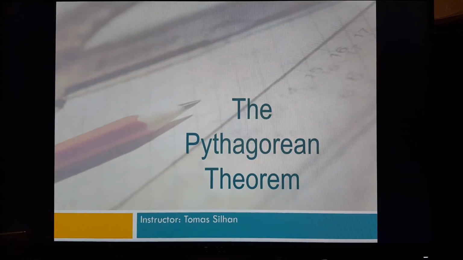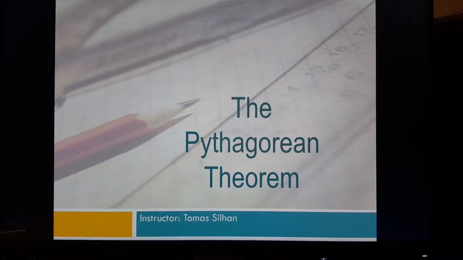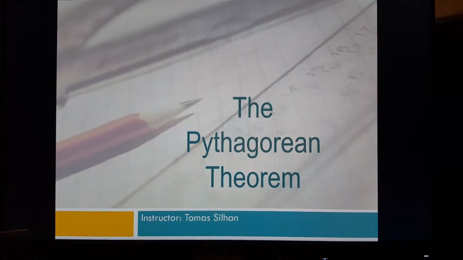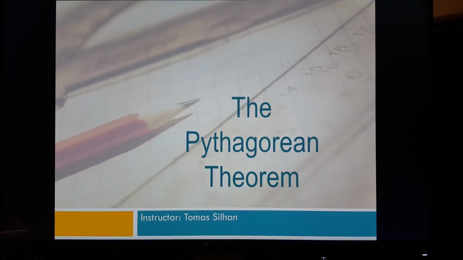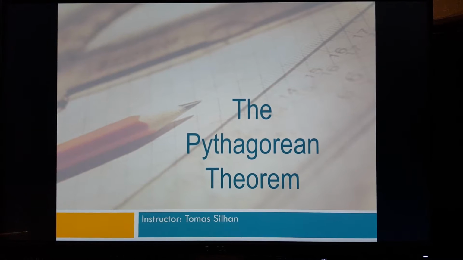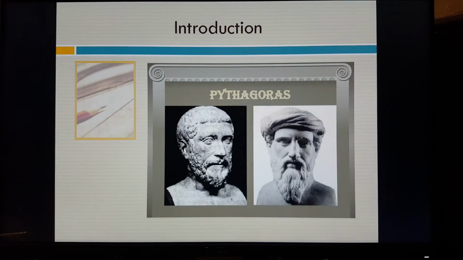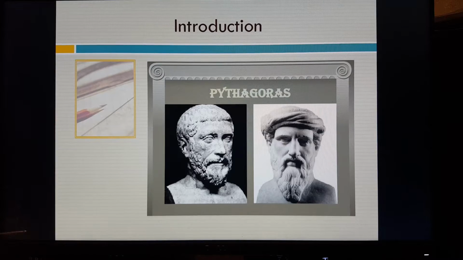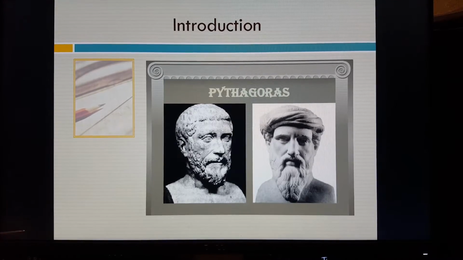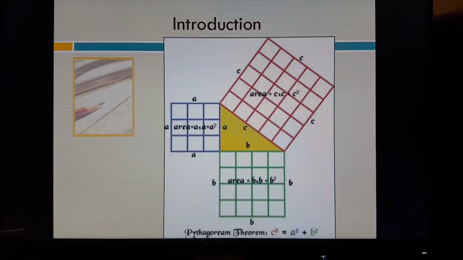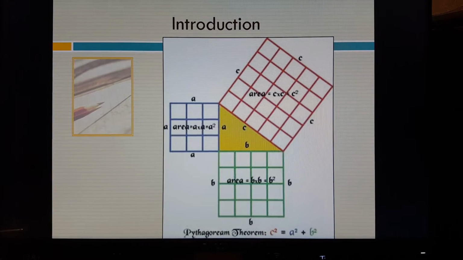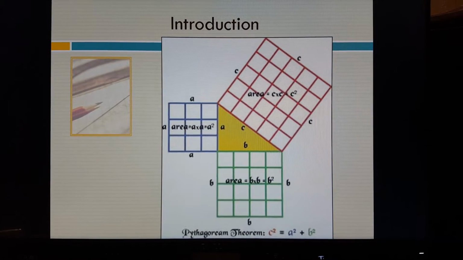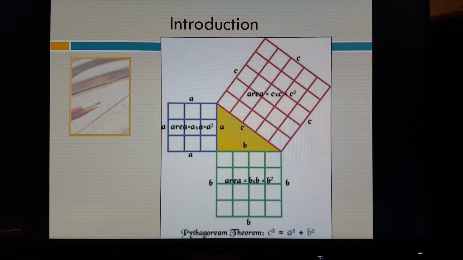Good morning, class. Today we're going to study the Pythagorean theorem. Many years ago, a Greek philosopher discovered an amazing fact: if a triangle had a right angle at 90 degrees, and you made a square on each of the three sides, then the biggest square had the exact same area as the other two squares put together. That was called the Pythagorean theorem.